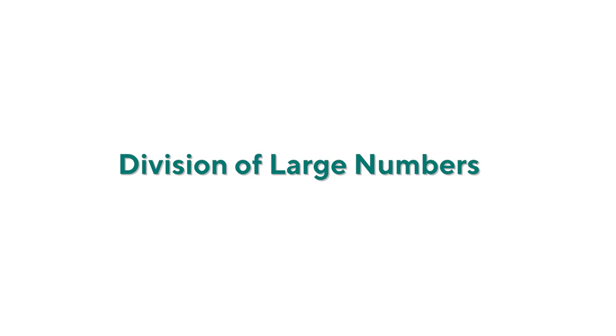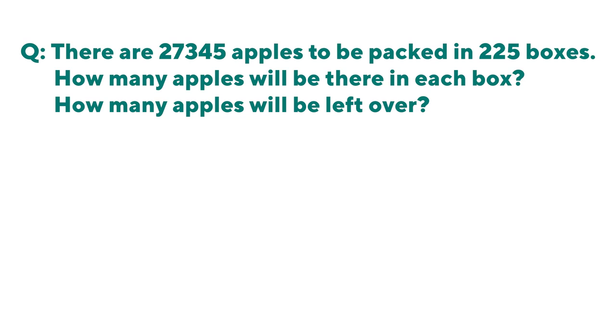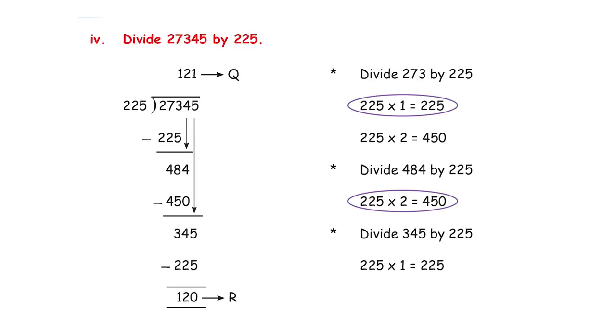Now let's look at division. How do you divide large numbers? Here's an example. There are 27,345 apples to be packed in 225 boxes. How many apples will be there in each box? How many apples will be left over? How can we answer this question? So first, let's divide the apples into these boxes.